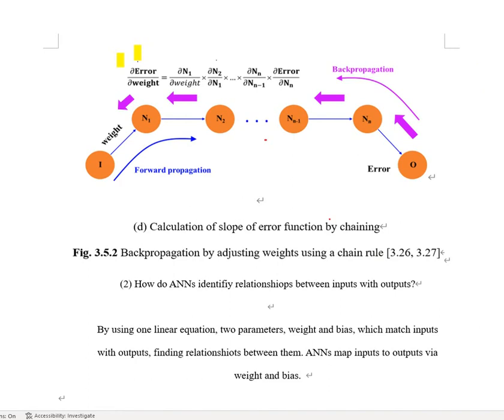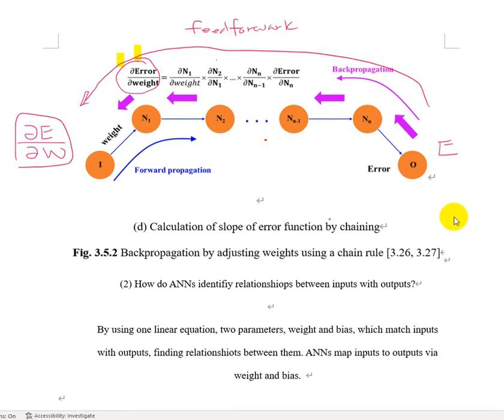When you go backwards to revise your weights from here to here, this process is called back-propagation. When you do back-propagation, you try to find out the rate of error with respect to weights. This is very important right there, so that we can reduce errors accordingly based on this ratio.